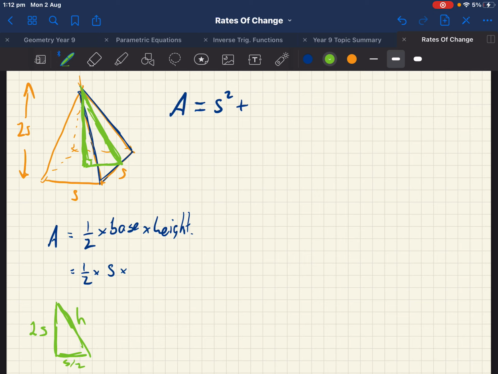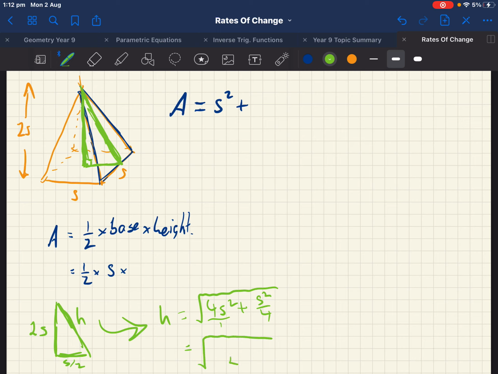How do we find this height? Well, we're going to use Pythagoras' theorem. It'll be the square root of 2S squared, in other words 4S squared, plus S on 2 squared. So that would become an S squared on 4. I'm just going to simplify this down a little bit. I should have given myself more room. There's a bit of simplifying to happen here.